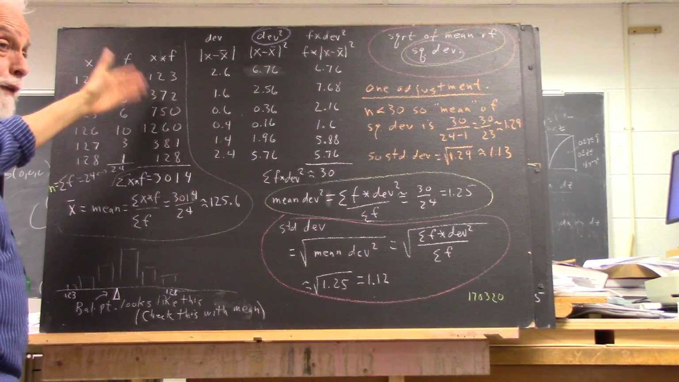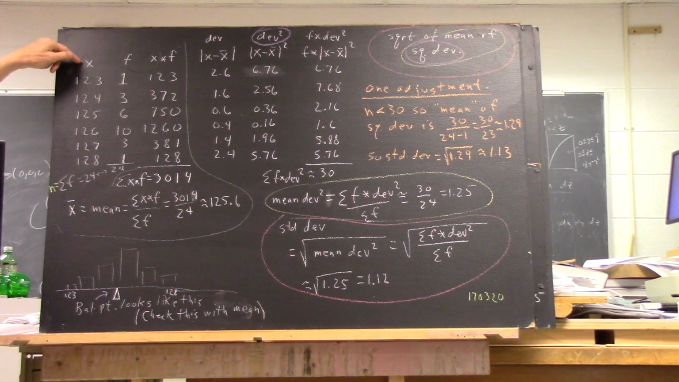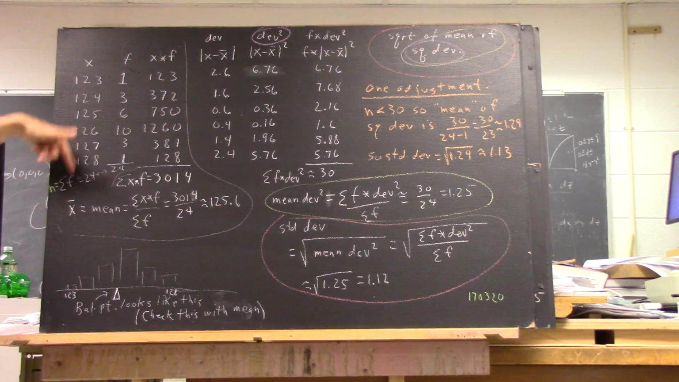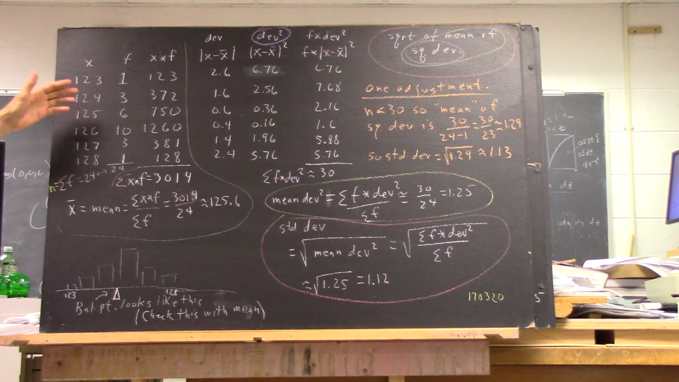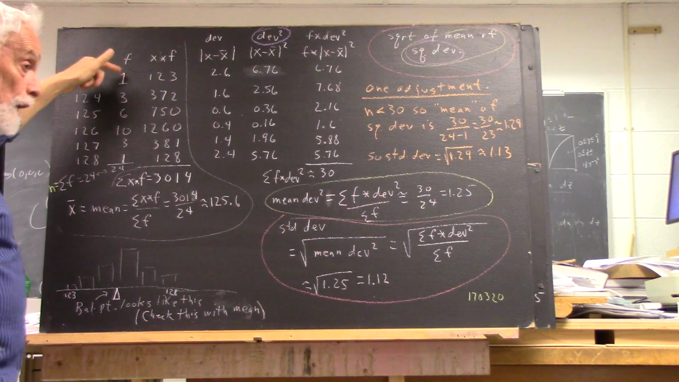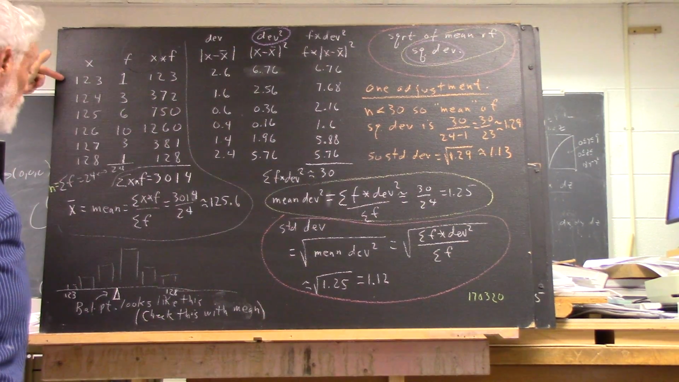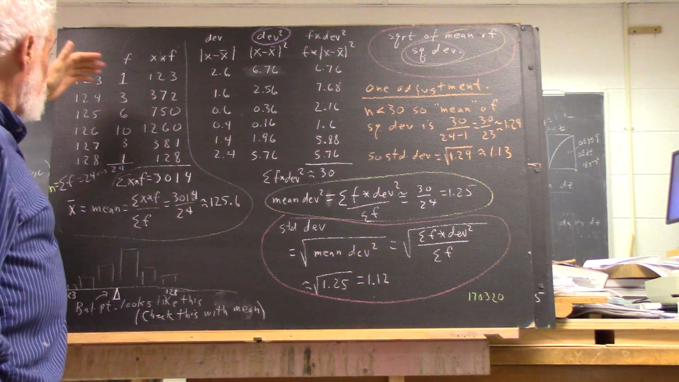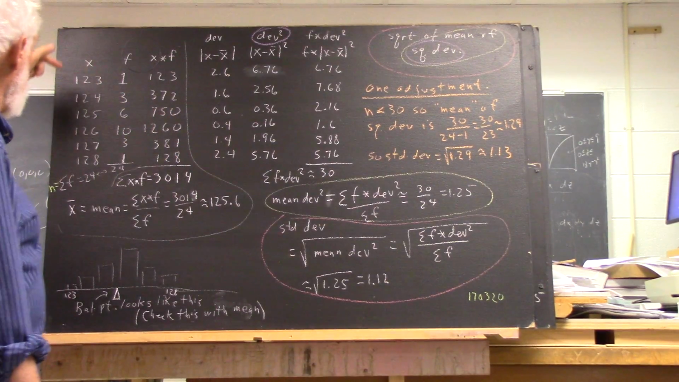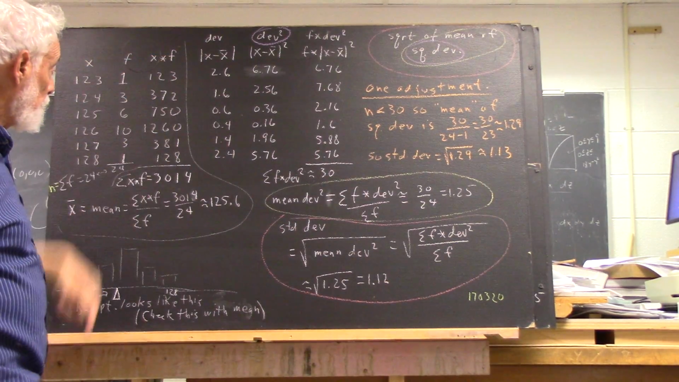6 at 125, we multiply 6 by 125. We get these numbers over here. So let's see, these are our numbers x. X stands for the thing that we're observing, the quantity that we observe. It's a variable quantity. f stands for the number of times x occurs. And x times f is what we get when we do what I just said, multiply each weight by the number of times it occurs.